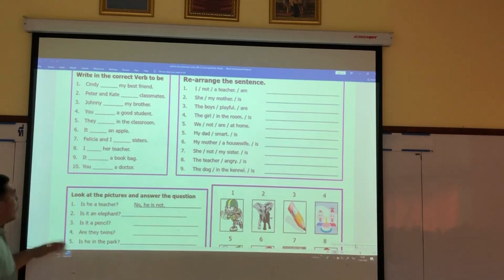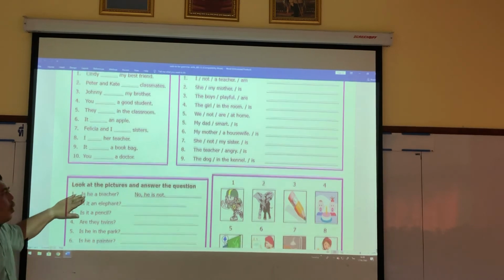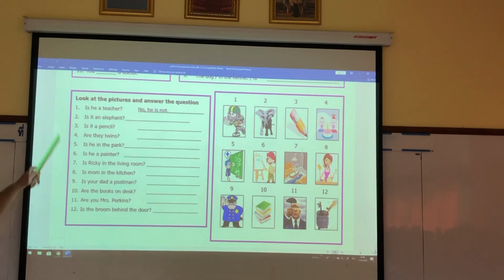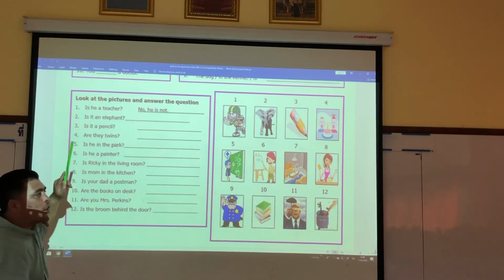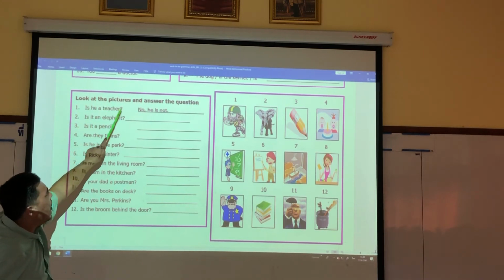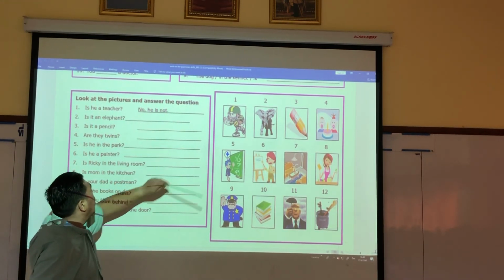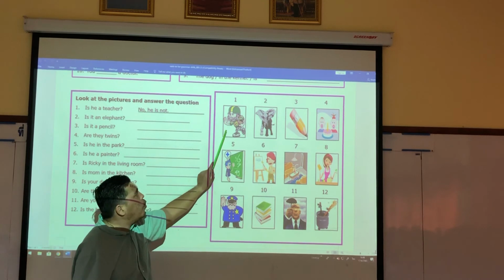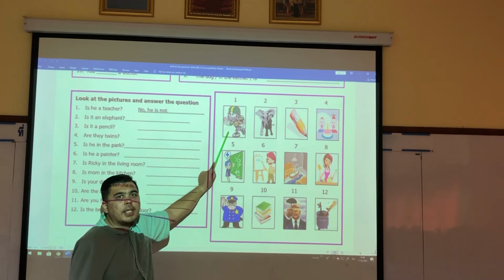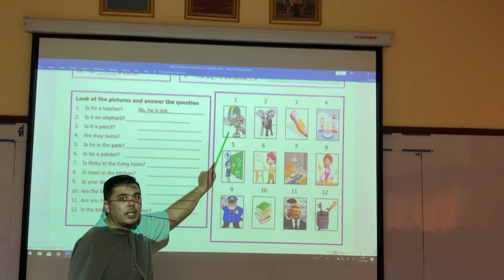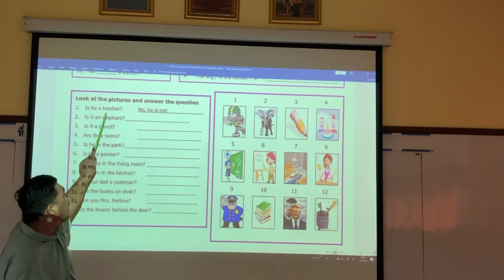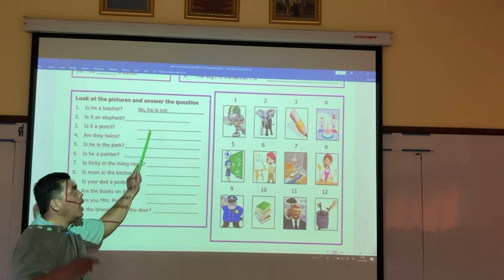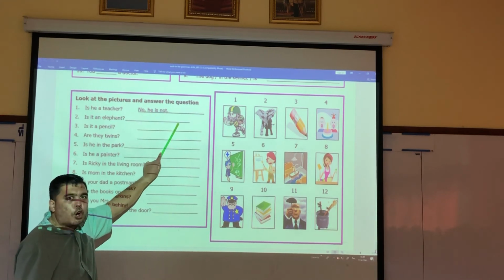Now, look up to number 12. First of all, we must look at the instructions. It says, look at the pictures and answer the question. Number 1. We know he is an American football player. So he is not a teacher. All we do is write no, comma, he is not, full stop.